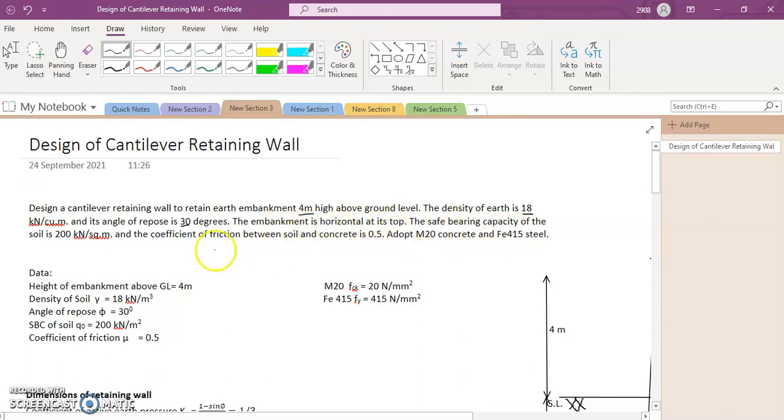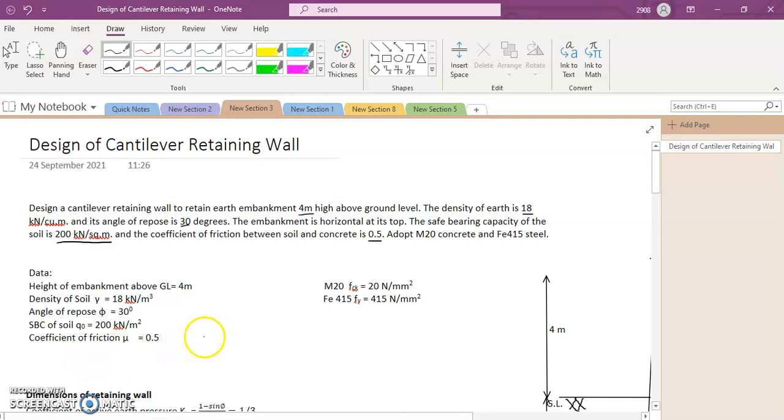The embankment is horizontal at its top. The safe bearing capacity of the soil is 200 kilonewton per square meter. The coefficient of friction between soil and concrete is given as 0.5. Let us adopt M20 concrete and Fe415 steel. So let us begin solving the problem by writing the data that is already given to us.